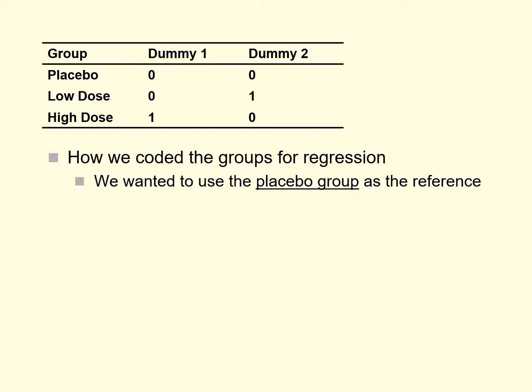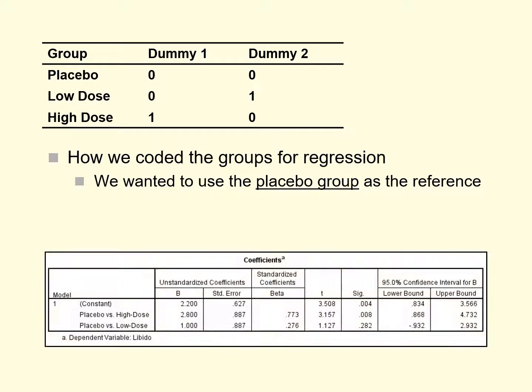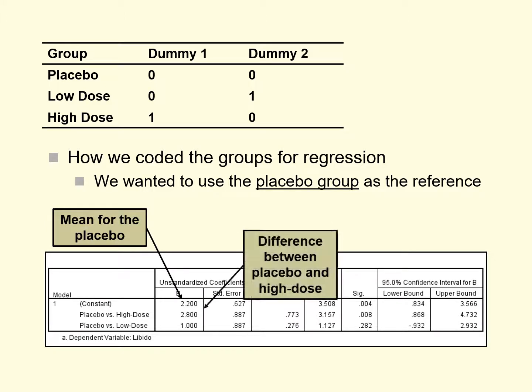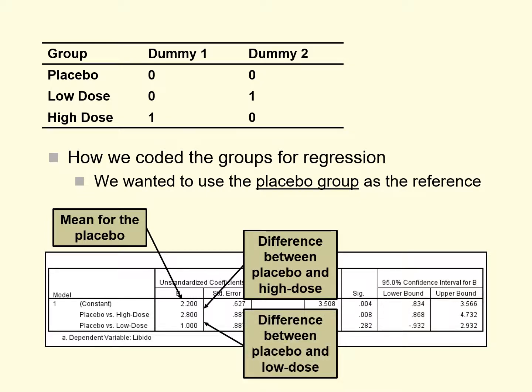And we set it up this way because we wanted to use the placebo dose group as our reference, or our baseline, or as our comparison. So we gave that group the 0, 0 codes, as you of course remember. And so here's that output that we've seen before, and because of the nature of the coding, our intercept, or the constant, is the mean for the placebo group. B sub 1 is the difference between the placebo group and the high dose group, and B sub 2 is the difference between the placebo dose group and the low dose group.